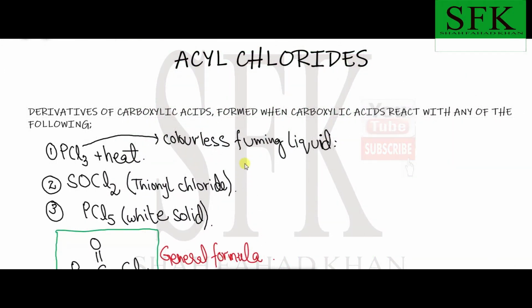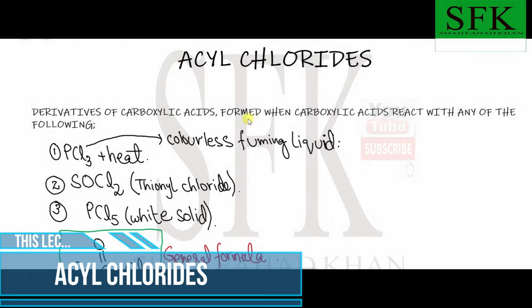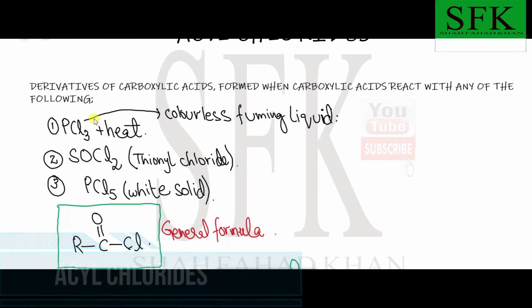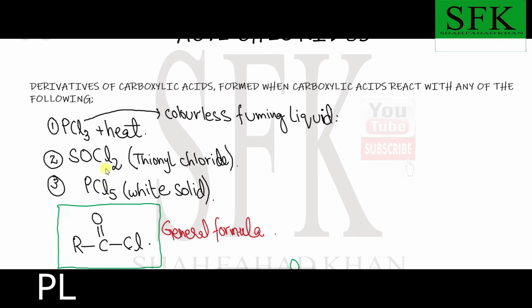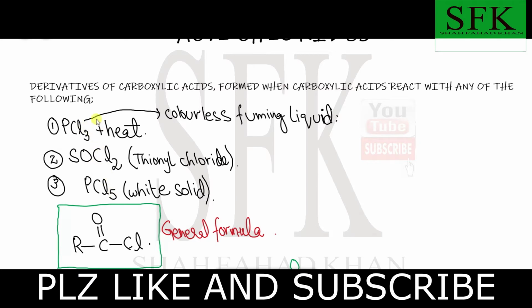So in this video, we are going to talk about acyl chlorides. Acyl chlorides are basically the derivatives of carboxylic acids, which are formed when carboxylic acids react with any of the following compounds. These are the three compounds, and they are very important. You need to learn them.